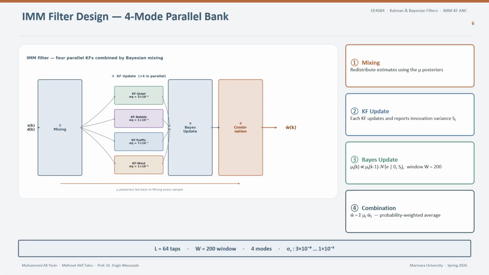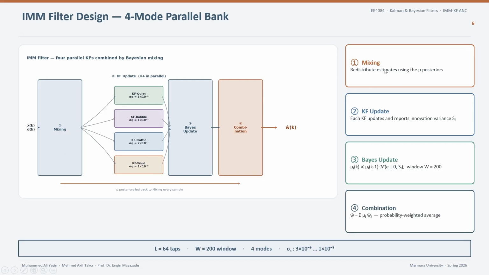This is the heart of the system. Interactive multiple model bank. We run 4 Kalman filters in parallel, one per mode: quiet, bevel, traffic, wind, each with its own sigma q and sigma r. Follow the 4 steps on the right.